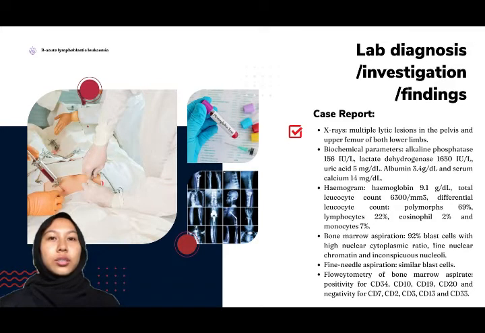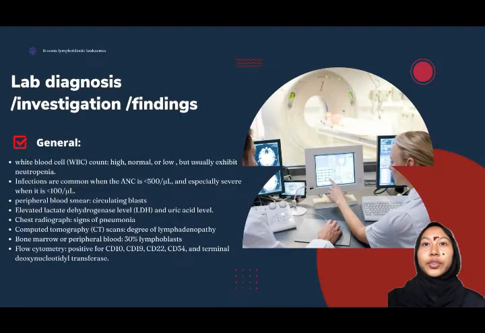As for the general findings, the white blood cell count can be high, normal, or low, but usually exhibits neutropenia. Infections are common when the absolute neutrophil count is less than 500 and especially severe when it is less than 100. Peripheral blood smear showed circulating blasts, elevated lactate dehydrogenase level, and uric acid level.